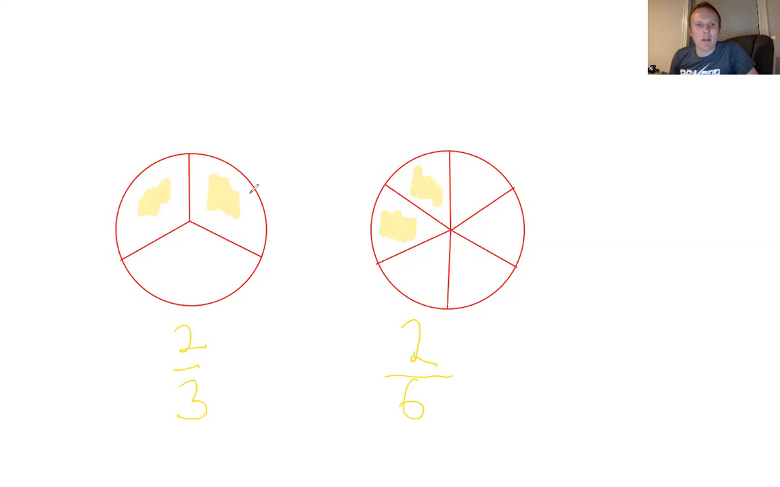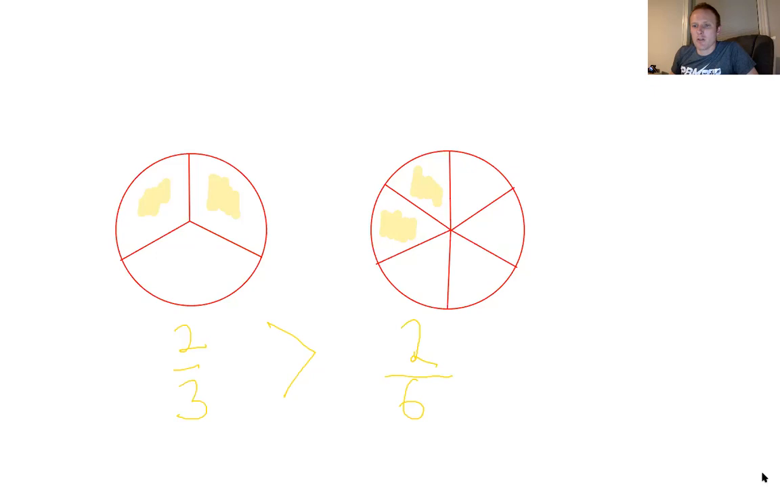So now we can compare them. So is it 2/3 bigger or is 2/6 bigger? Well, you can see from the picture that 2/3 is bigger than 2/6. You eat more. As a matter of fact, it's double the amount. So 2/3 is greater than 2/6. It's closer to 1 whole than is 2/6.